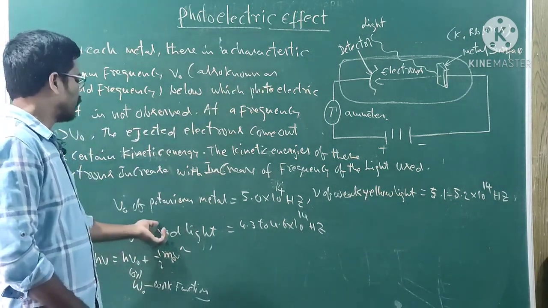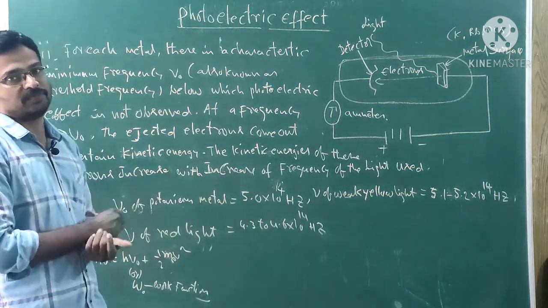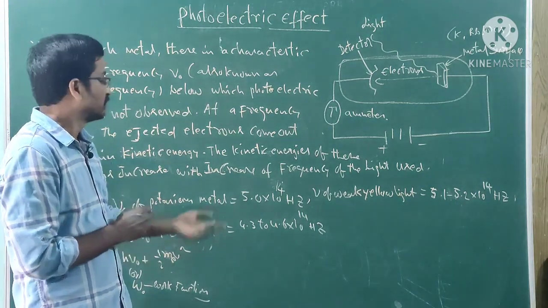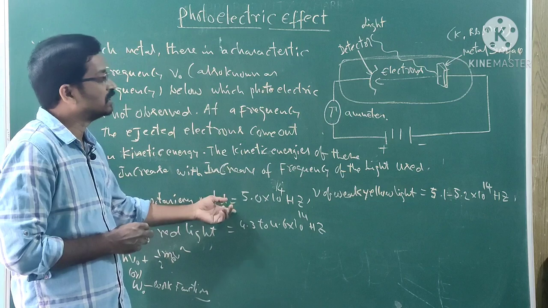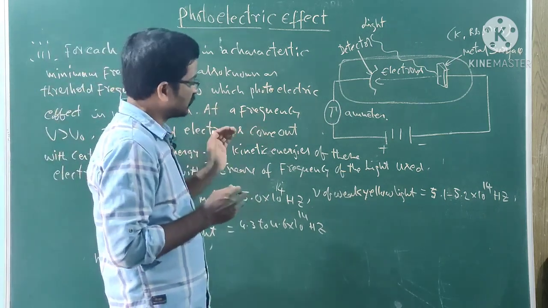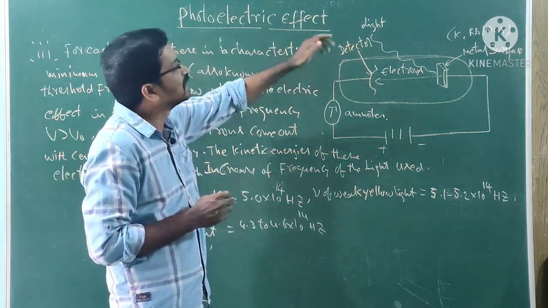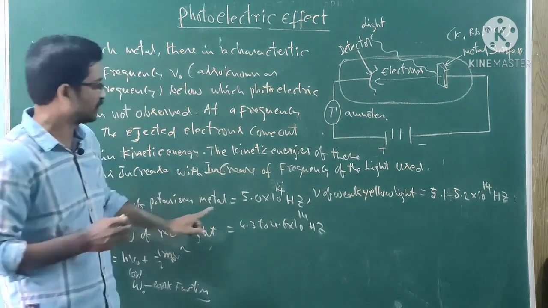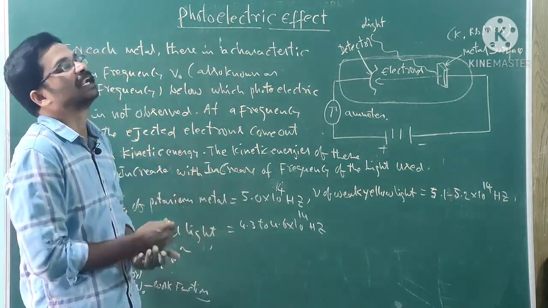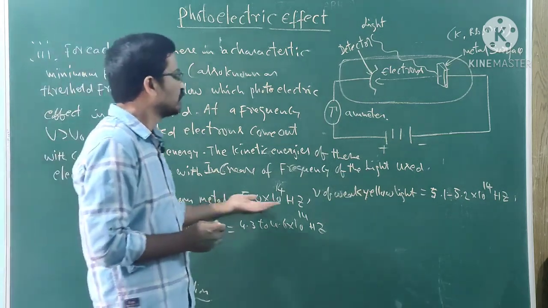So the frequency of the light is less than this one, so the photoelectric effect is not possible. The photoelectric effect, the ejection of electrons, is possible when the light falling on the metal surface has a frequency greater than the metal's threshold frequency. Only then does the photoelectric effect, or ejection of electrons, take place.